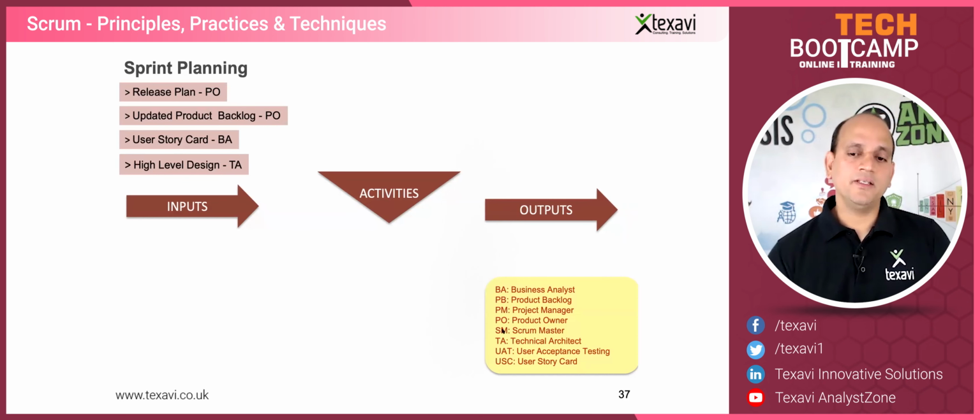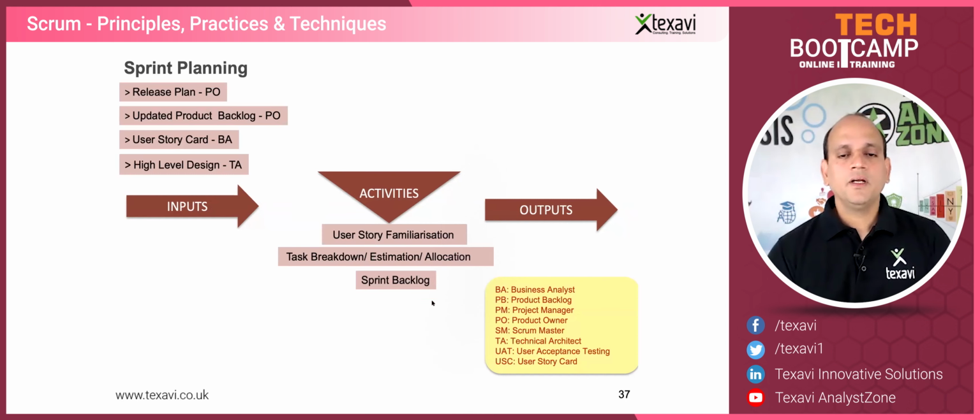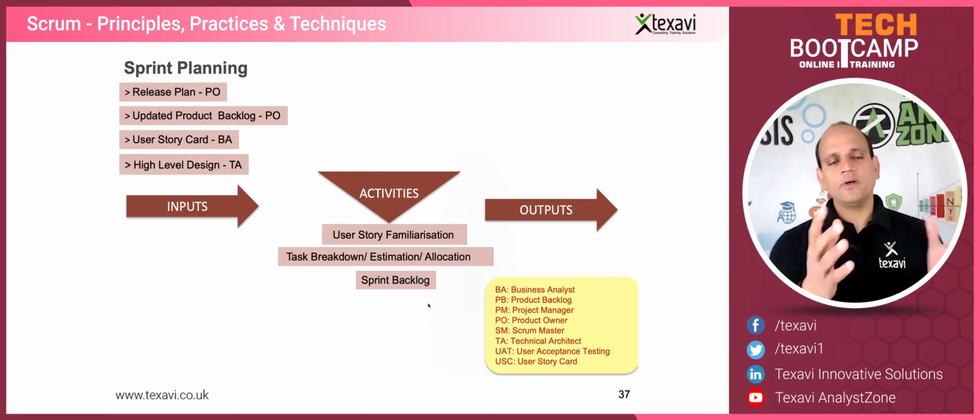call as project manager in addition to the Scrum Master. So that's what is important to note here. TA, technical architect, UAT, user acceptance testing, USC is user story card. So, what kind of activities happen once you have got these inputs?